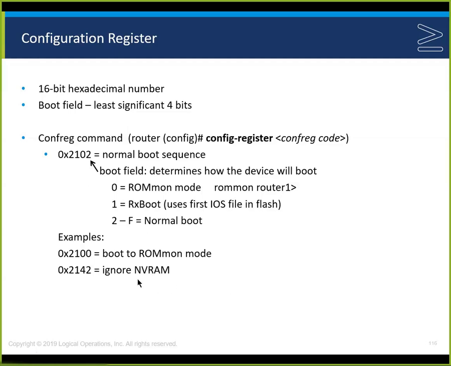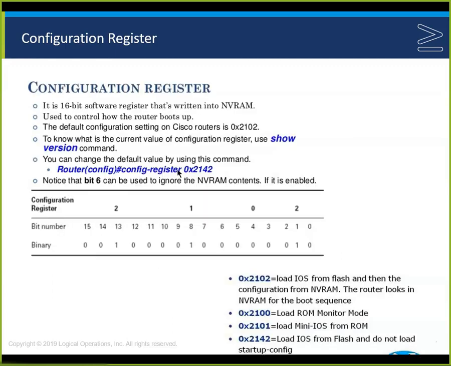2142 is ignore NVRAM, which we would use if we forgot the password, or somebody put in a password that we don't know. We'll ignore the NVRAM because that's where the password would be stored, the non-volatile RAM, the startup configuration file for these things.